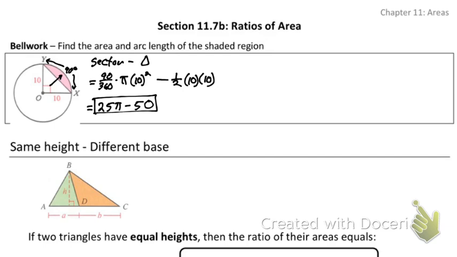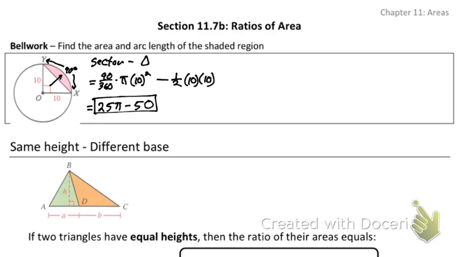Yes? I don't get why you have to subtract the triangle. Why can't it just be 25 pi? 25 pi is this area here. That right there is 25 pi. I don't want that. I want to subtract out this triangle to be left with that little section there. So once again, 25 pi is all of that. I don't want that. I want the little segment, so I want that.